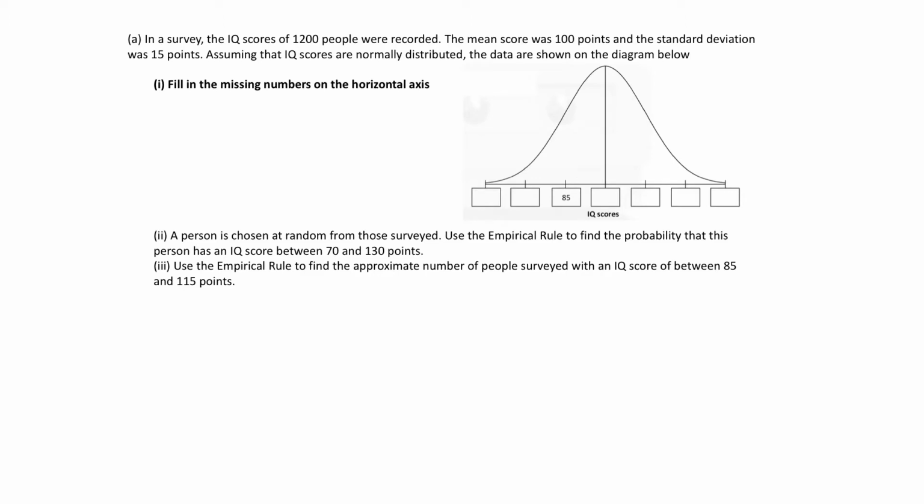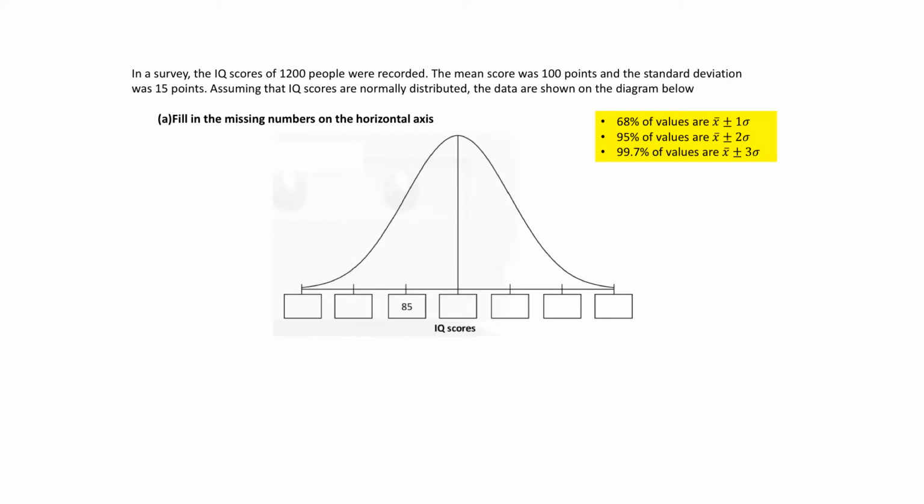So to do this question, you need to know this yellow box here. You need to know that 68% of values are plus or minus 1 standard deviation from the mean, 95% of values are plus or minus 2 standard deviations from the mean, and 99% of values are plus or minus 3 standard deviations from the mean. So let's see what we have in the question first.